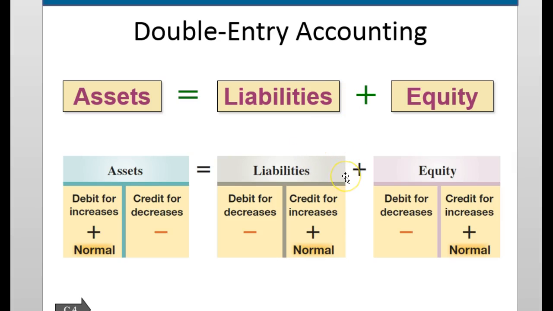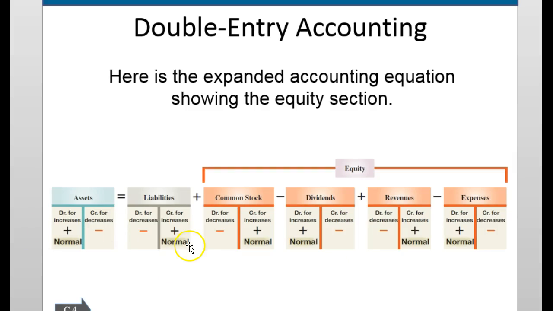I've sent you a file that shows this. It's more blown out, more expanded, so that you can keep that close, because if you can remember that, you're going to be okay in this. So let's look one more time at the next one. Now they've expanded it. Our assets increase with a debit, decrease with a credit. Our liabilities decrease with a debit and increase with a credit.